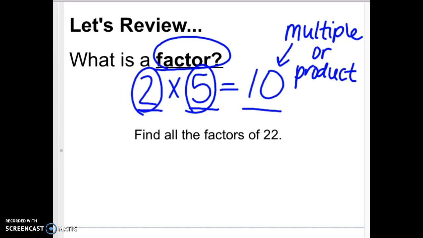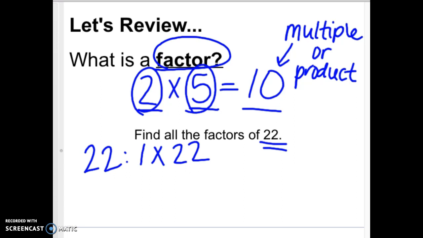Let's practice by finding all the factors of 22. I like to start by writing my number, and I want to think of all the factor pairs, because we always need to multiply two numbers together. The first factor pair you always want to start with is 1. Anything times 1 is itself, so 1 times 22 is a factor pair for every number. Then you want to think, what other multiples can you think of for 22?